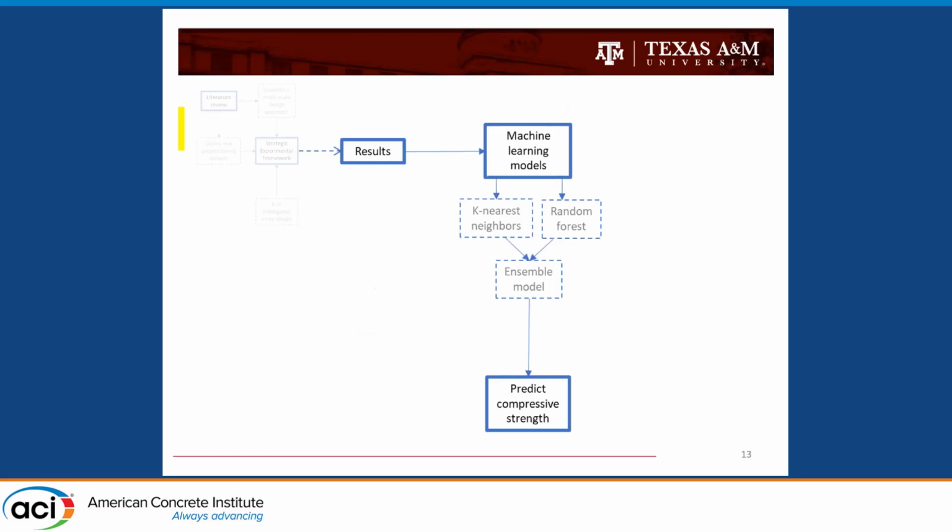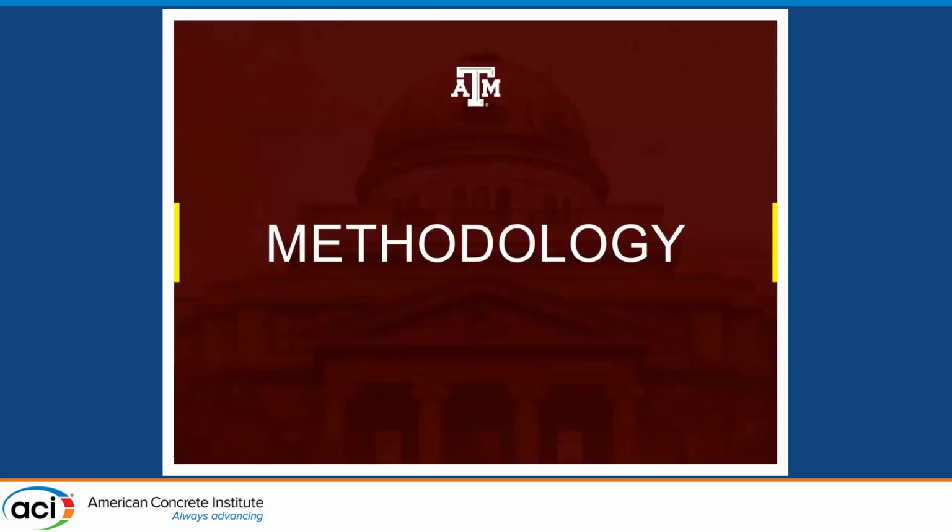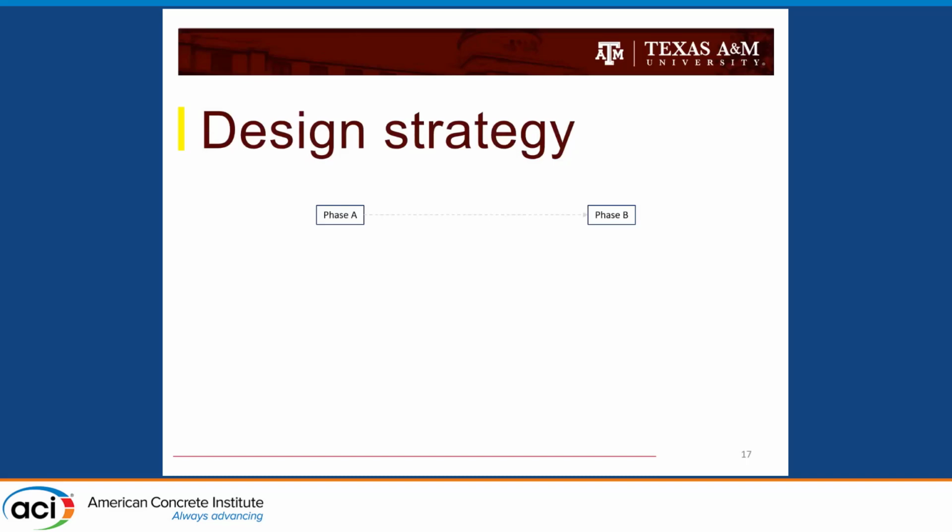And then we use these collected data to model with 2 machine learning algorithms, the KNN and random forest. Then we use an ensemble method to get the best out of the 2 algorithms and basically improve our predictive performance. Once we have the predicted compressive strength for this domain, for all the possible mix combinations, we combine them with embodied CO2, volumetric unit cost, and proper comparison indexes to develop these cost, equity efficiency, and performance density diagrams. And I will talk about the multi-objective diagrams later on, hopefully in the next presentation. There's a lot to talk about, and I would not be able to finish this presentation.